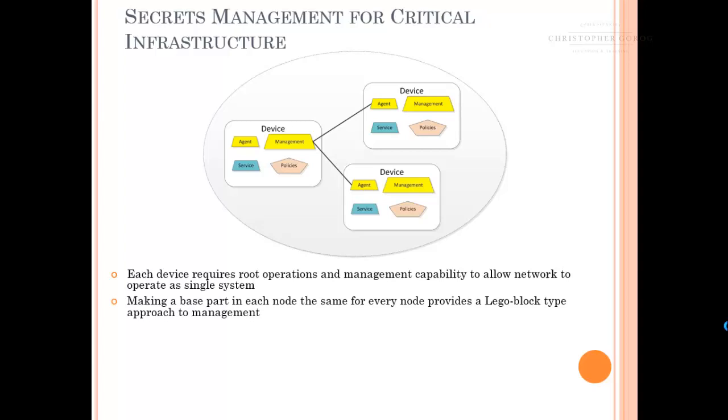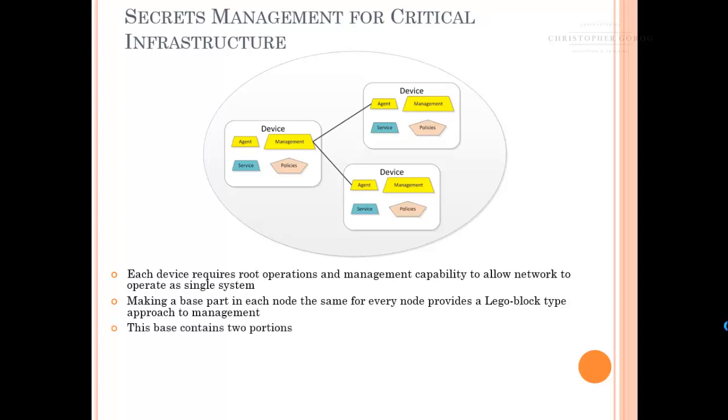Making a base part of each node the same for every node provides kind of that Lego block type of approach, where no matter what the size and the use of the system, they all plug together by the interlocking capability of each block being the same, each piece being the same, and each device having those same capabilities that link to upstream and downstream devices.